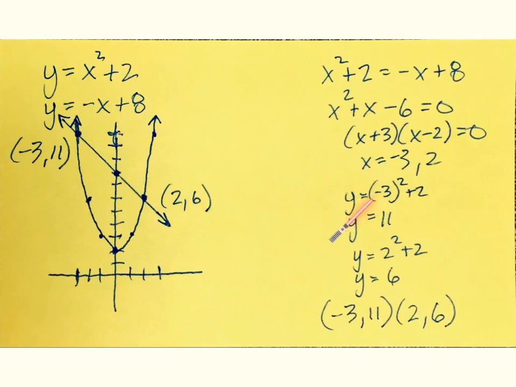So I took each of those, the negative 3 and the 2, and I plugged them into this top equation. I got 11 and 6, and so my two solutions using substitution are negative 3, 11 and 2, 6, and lo and behold, they are the same.